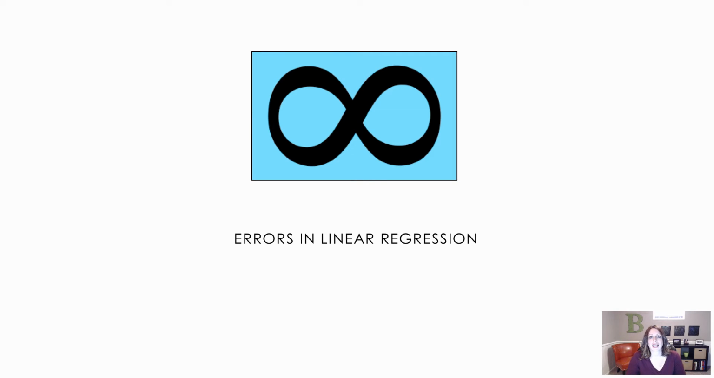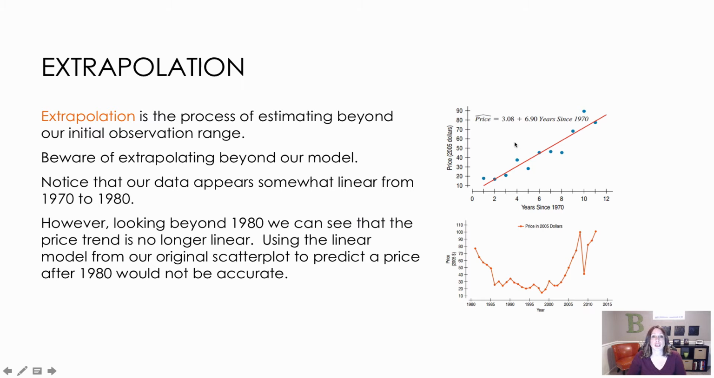Whenever we're performing any kind of statistical test, it's important to understand where it is easy to make mistakes. So I want to talk to you about some of the common errors that we have in regression. Extrapolation is one way in which we can make an error. And extrapolation is essentially looking past the data that we are given.